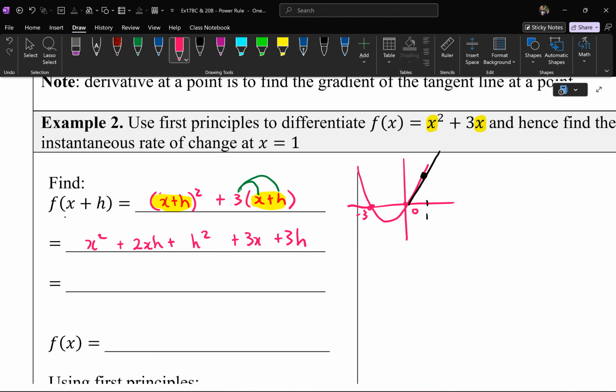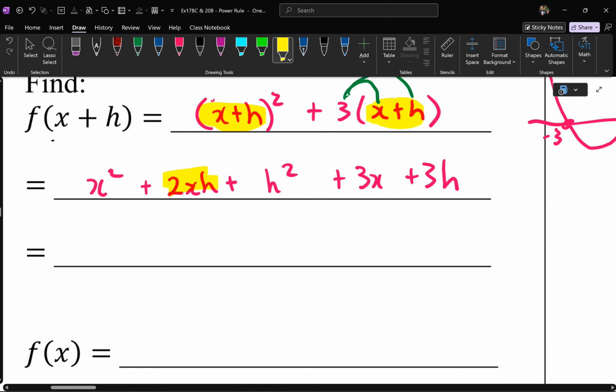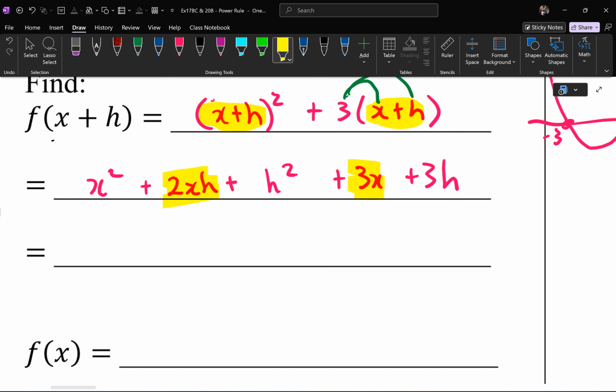We've expanded them all. So I've expanded the first bracket. I've expanded the second bracket using what you've learned from quadratics in term 1. Let's add them together. What can I add together? Well, there's actually nothing I can add together. Because that's an x squared. That's 2xh. That's an h squared. That's a 3x. And that's a 3h there. But there is something a bit special. What's special about these two terms? This one and this one. What's special about it? They both have an x.